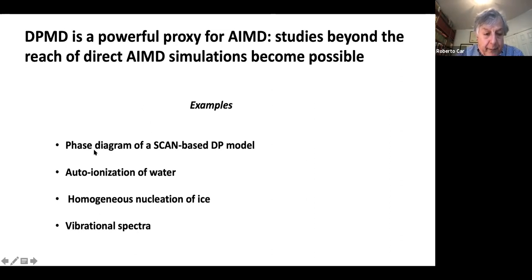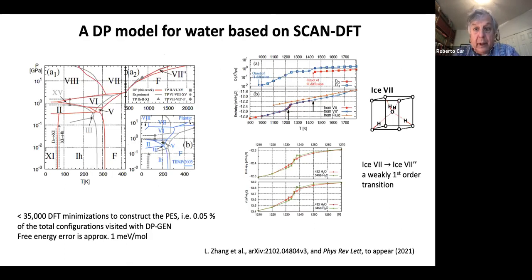But let me just say that most of the calculations I will show today are based on classical MD simulation, but we are also working on including nuclear quantum effects via path integral simulation, as Stefano mentioned in his introduction. The first example is a deep potential model for water based on the SCAN DFT functional. This work is going to appear soon in Physical Review Letters and is available in this arXiv preprint.